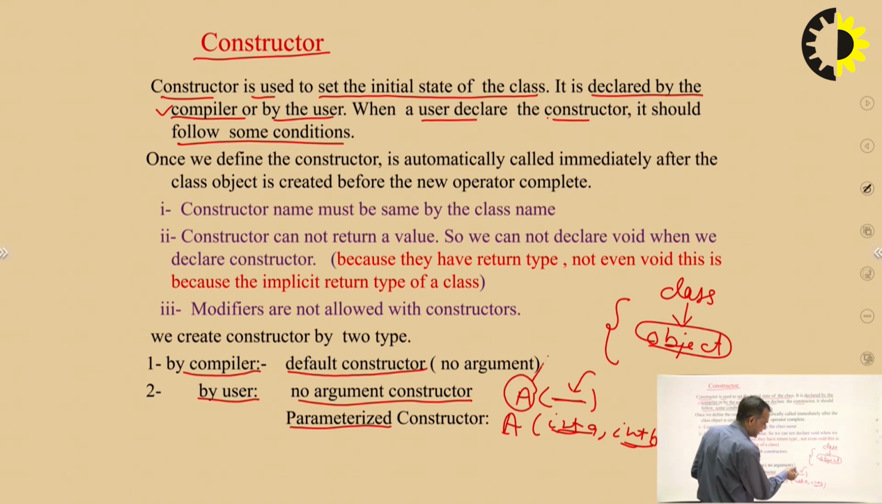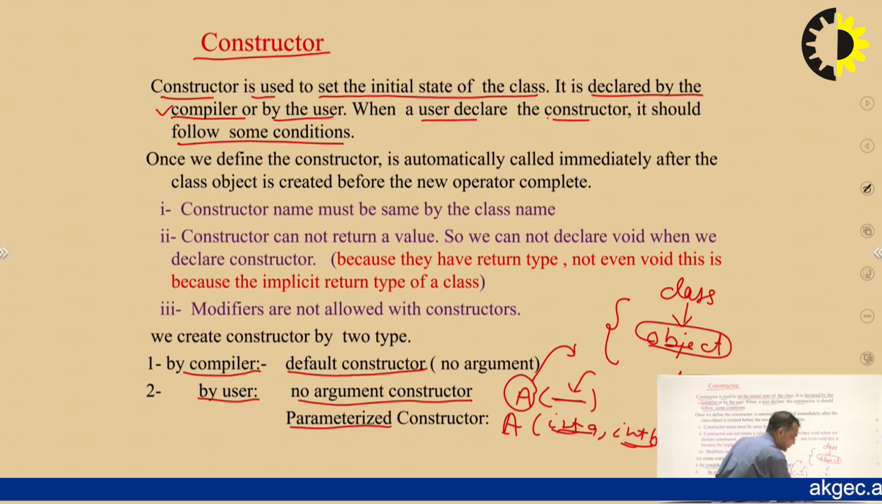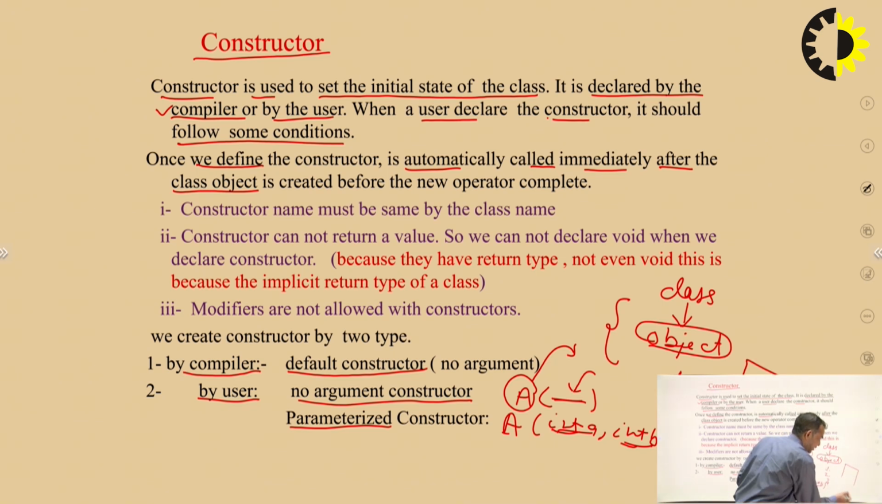Okay, when a user defines the constructor, there are some conditions. When a user declares a constructor, the compiler will check whether it is a constructor or not. It has some set of rules, some conditions. It will first verify whether it matches all the conditions or not. If it matches all the conditions, then it will be a constructor, otherwise it will not be a constructor. When we define the constructor, it is automatically called immediately after the class object is created. That means as soon as we create the object of the class, the first thing that is called is the constructor.